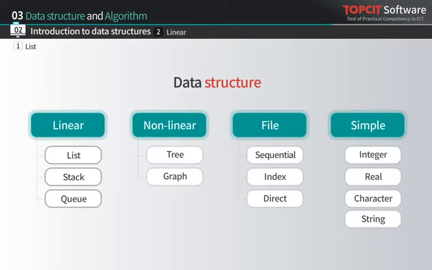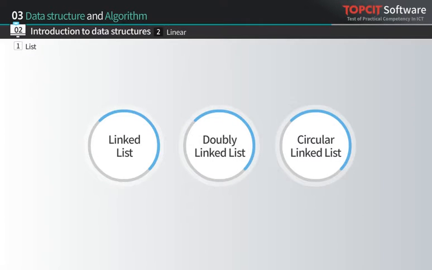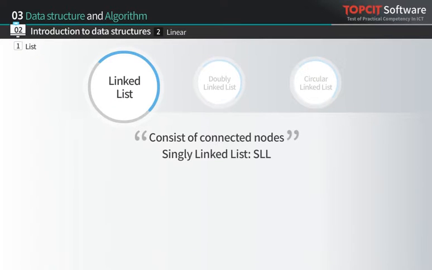Let's look at the previously discussed linear data structures and nonlinear data structures, such as list, stack, queue, tree, and graph, in more detail. Let's look at the linked list, doubly linked list, and circular linked list data structures first. A linked list, where the nodes are connected, is referred to as a singly linked list, compared with a doubly linked list, which we will see next.